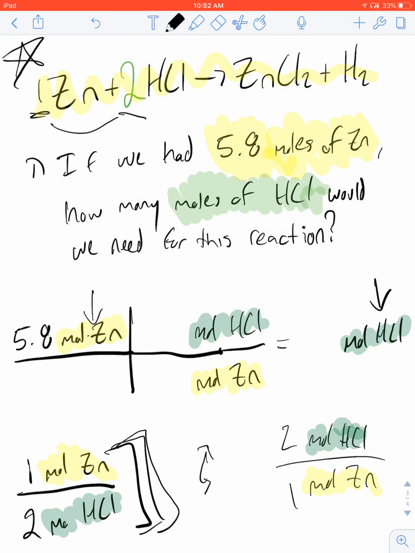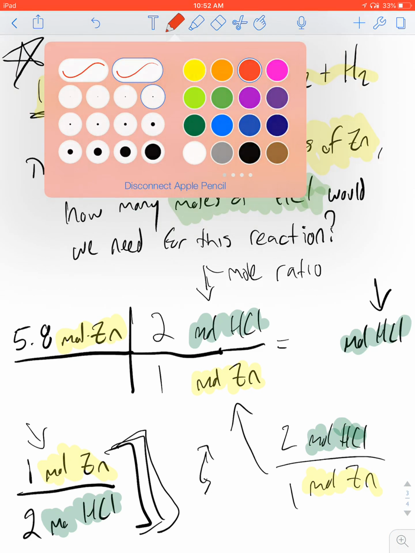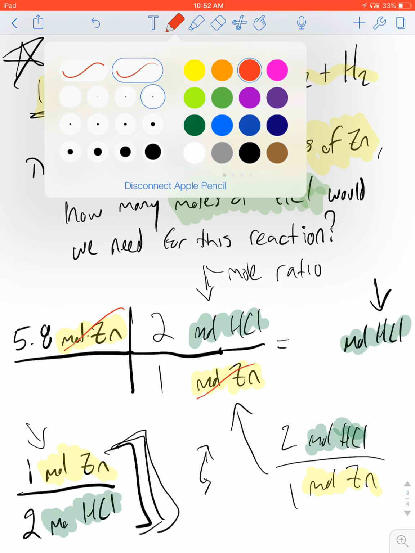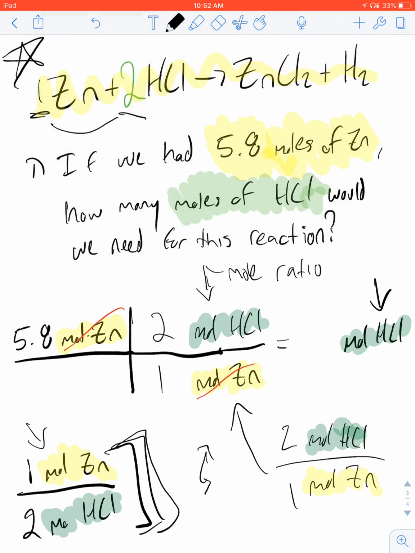All right, so all we did was just flip this mole ratio to use it in a form that's helpful for us. So that's just going to go up there. So we have 2 moles of HCl and 1 mole of zinc. We're just utilizing our mole ratio. And if you do the math here, you'll see that units of moles of zinc cancel out, and we'll be left in units of moles of HCl.